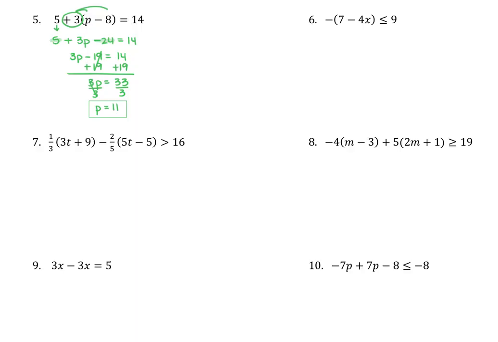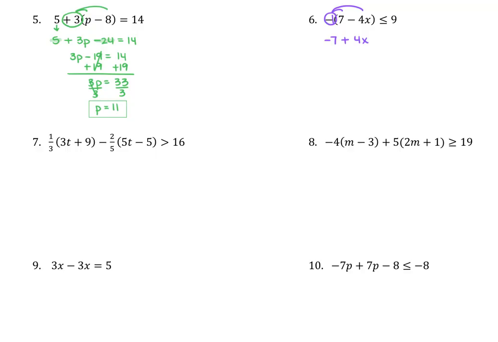Now we're going to start seeing some inequalities. Really, the approach is exactly the same. I'm going to fully simplify the left. For problem number 6, I need to distribute a -1. So -1 times 7 gives me -7. -1 times -4x gives me a +4x.